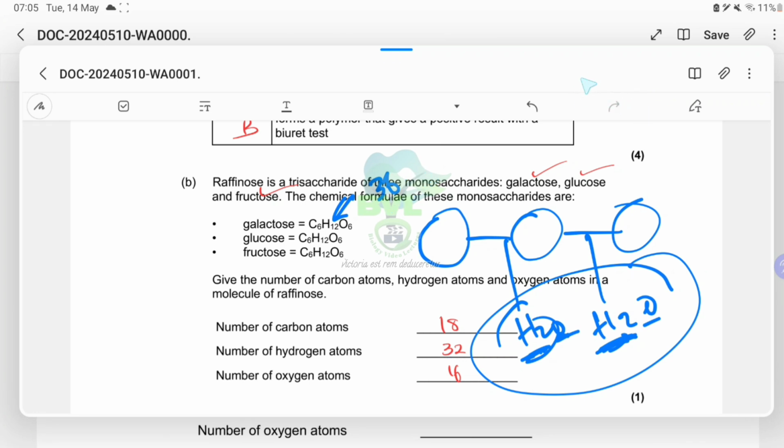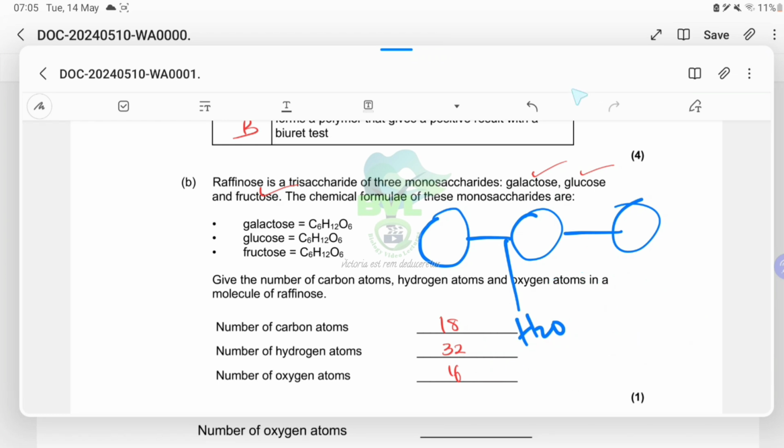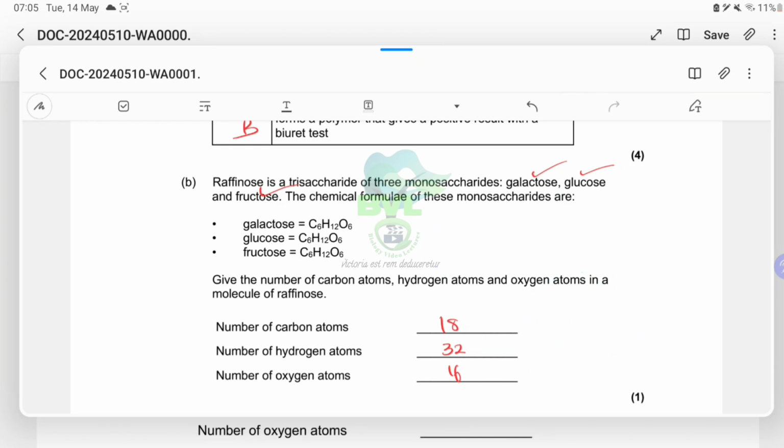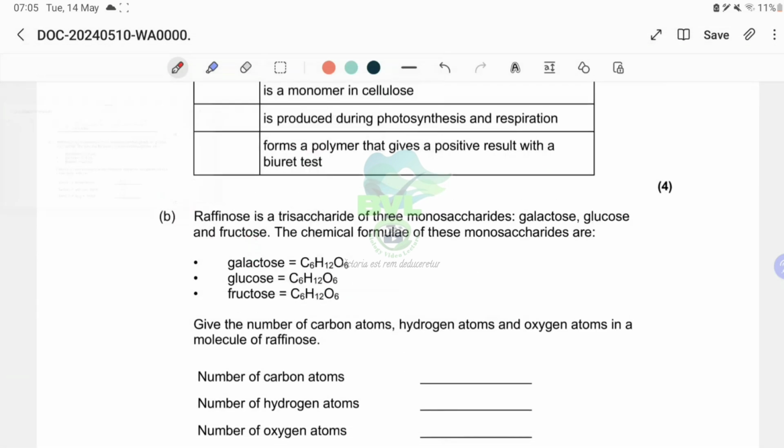Okay. Would that make sense? Sorry, let me get that off real quick. Okay, so I just felt I should show you guys because most students just assume that it would be 18, 36, 18. Okay, next question.